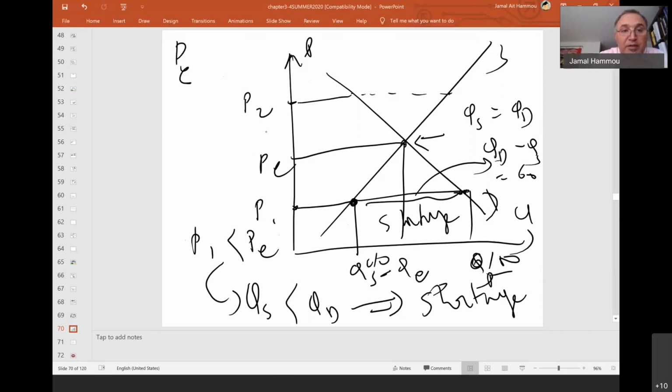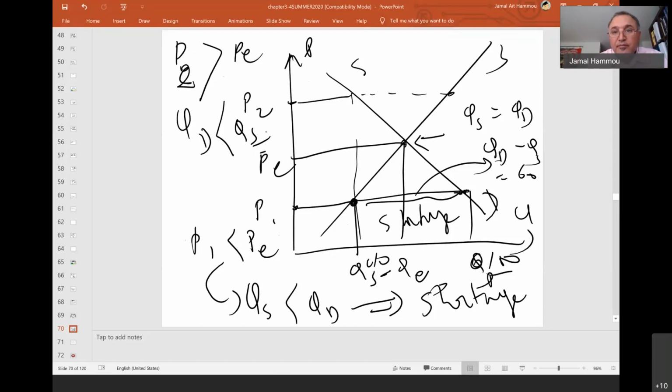Now, if at the price here, for example, you can see it's above the equilibrium, P2 is greater than PE. We will have that QD is less than QS. We have more in the market than we need, and we call it surplus. How much is the surplus? It is the distance between these two points. It will be QS minus QD.